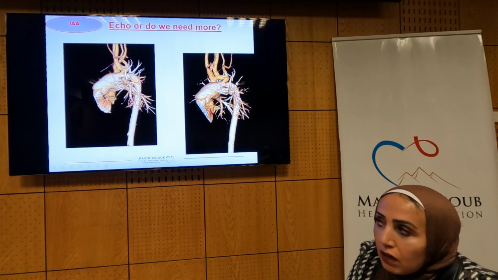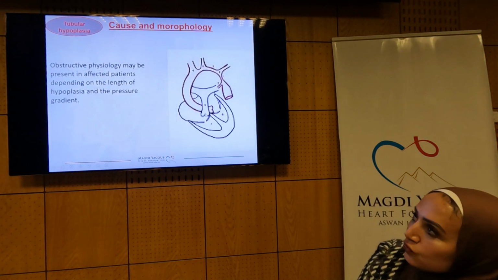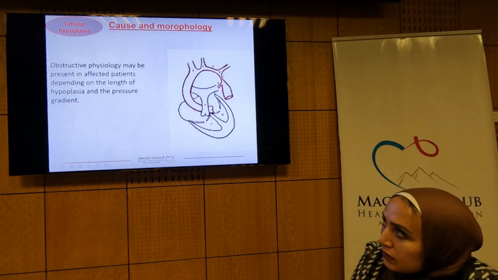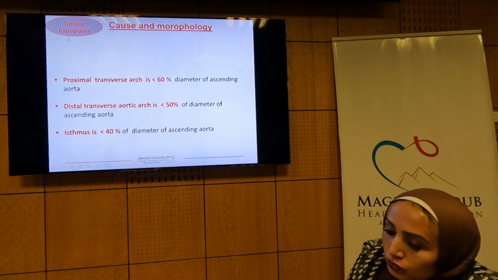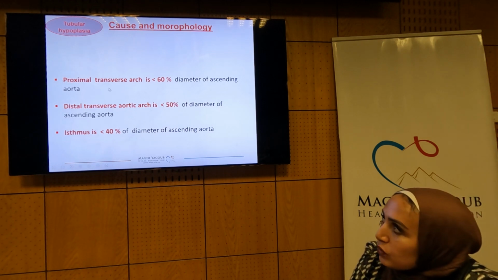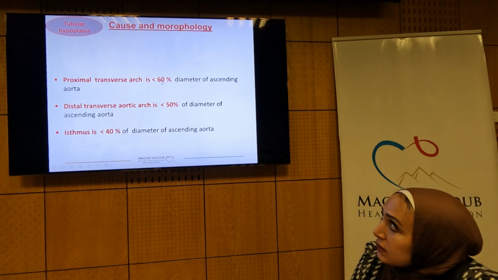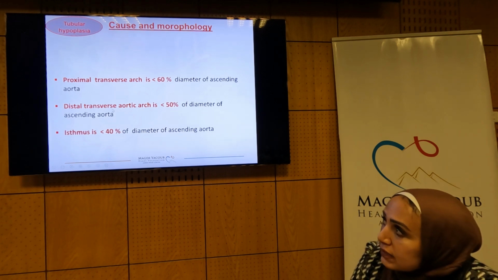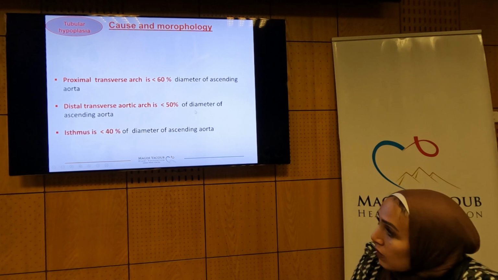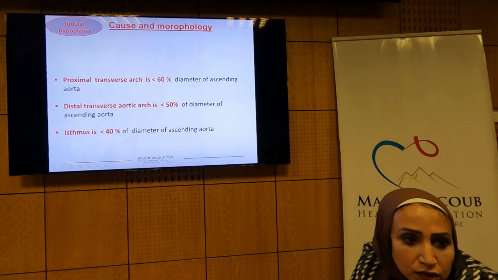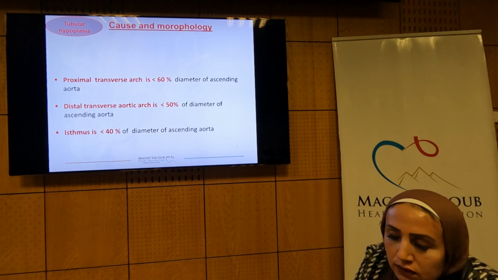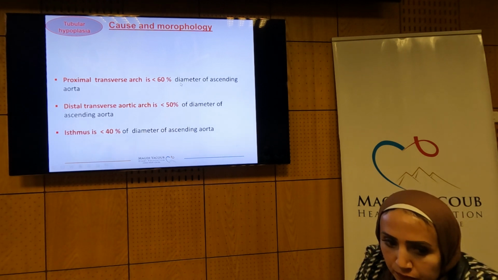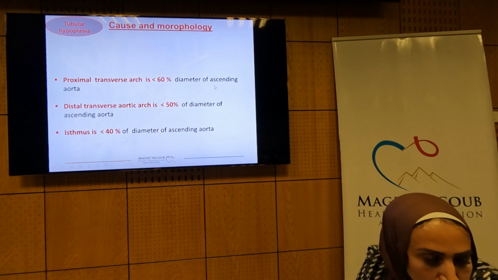Is it clear? Okay. Tubular hypoplasia. Actually, it's an obstructive physiology that may be present in the patient depending on the length of the hypoplasia and the pressure gradient. How to measure the tubular hypoplasia? If the proximal transverse arch is less than 60% of the descending aorta, or the transverse arch is less than 50% of the diameter of the ascending aorta, or the isthmus is less than 40% of the diameter of the ascending aorta. Use whatever you would like from that, or use the Z-score for it, and if the Z-score is lower than -2, you consider that abnormal.